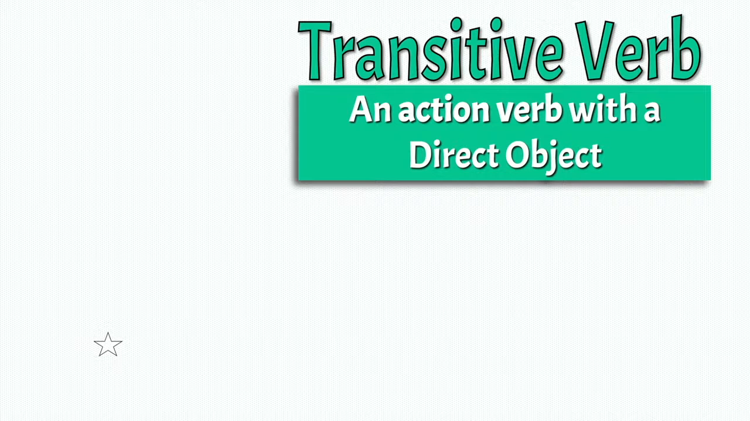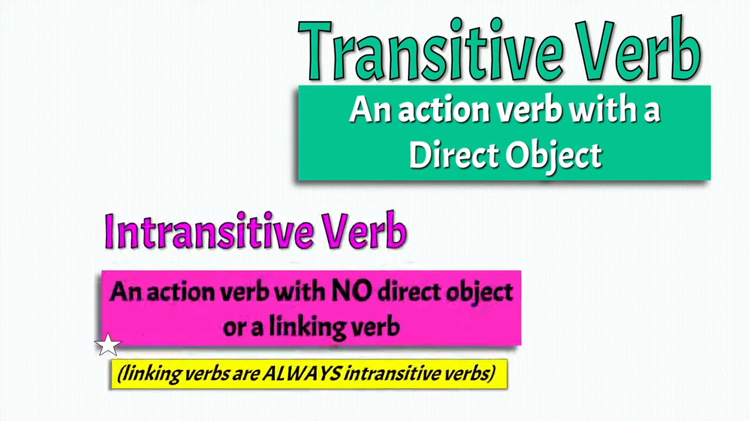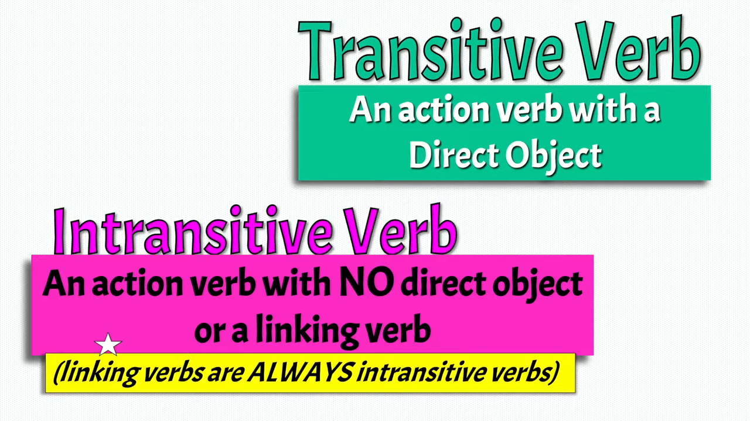So another important fact about English grammar is that we have transitive and intransitive verbs. A transitive verb is an action verb with a direct object. Just like we saw, for example, saw, to see, right? It is an action verb and is a transitive verb, because it takes objects. An intransitive verb, instead, is an action verb with no direct object or a linking verb. Linking verbs are always intransitive verbs. That's the difference between transitive verb and intransitive verb. We'll have a lesson on this point of grammar.